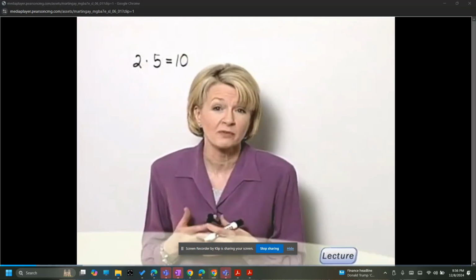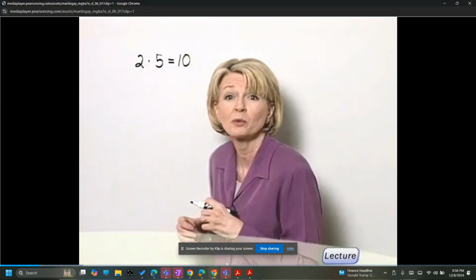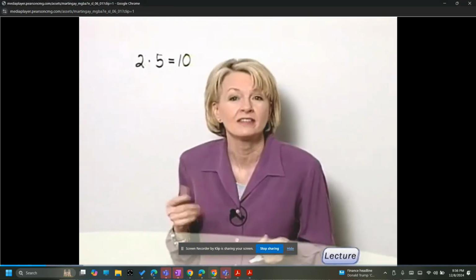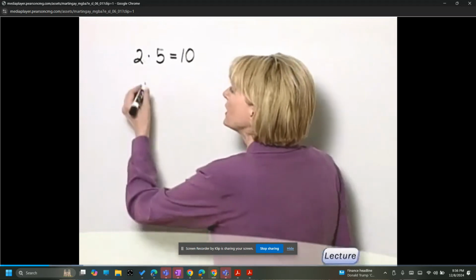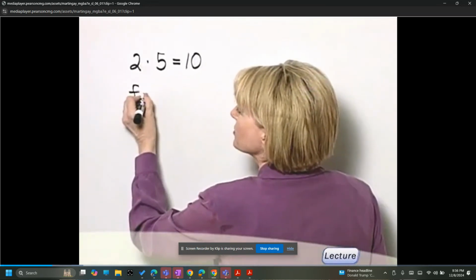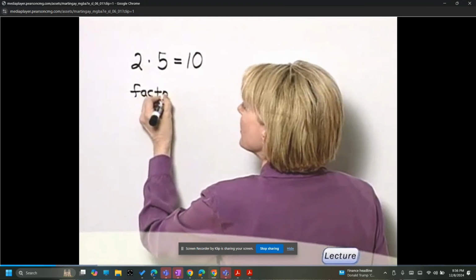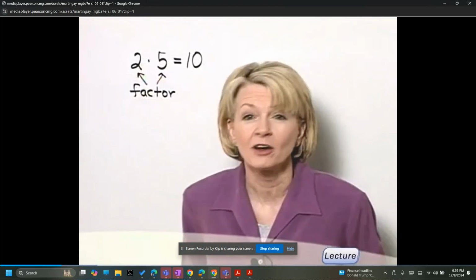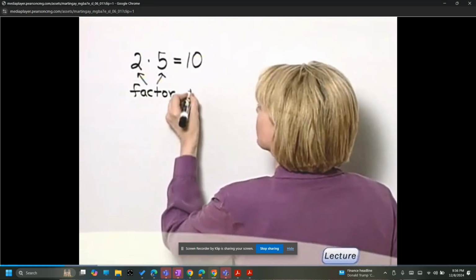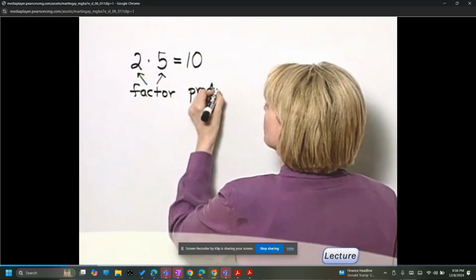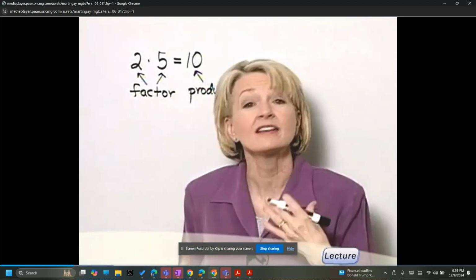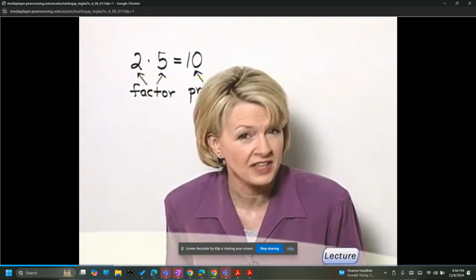Let's review some vocabulary words, though, before we do that. We know 2 times 5 is equal to 10. We call 2 a factor. We call 5 a factor. And we call 10 the product. Do you see that we can also say that 2 times 5 is a factored form of 10?